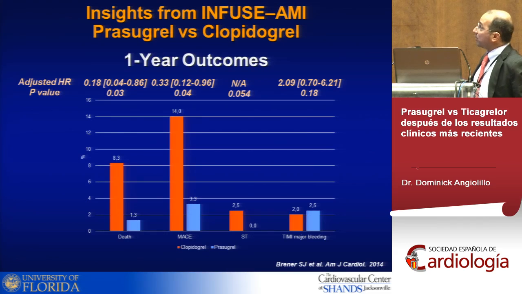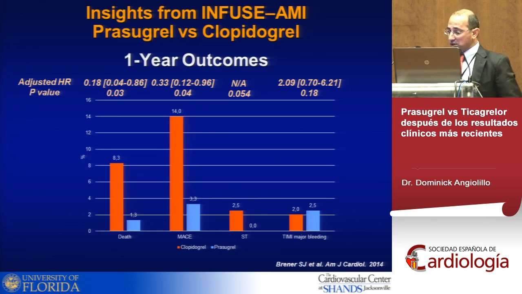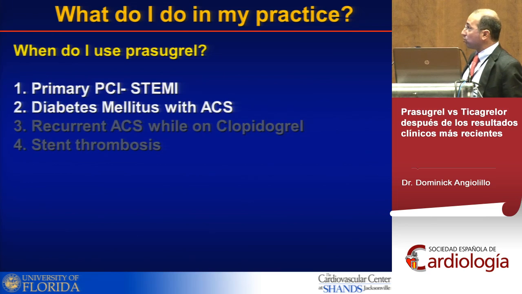The other aspect with Prasco, there is more experience. This is an analysis which was published a few weeks ago in AJC from the Infuse AMI, and you can see, compared with clopidogrel, significant reduction in MACE, significant reduction in death, significant reduction in stent thrombosis, and no trade-off in major bleeding. So I would say that the data are pretty much consistent for my clinical practice.